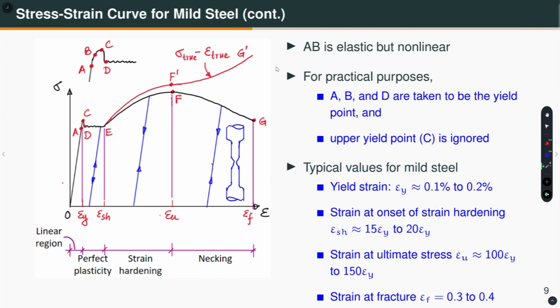Like I said, AB is elastic but nonlinear, and this point C is very sensitive to rate of loading, any imperfection and so on. It is also very difficult to capture.